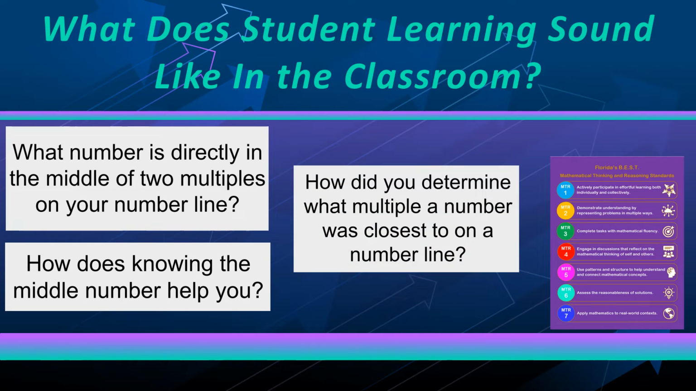Finally, you might hear, how did you determine what multiple a number was closest to on a number line? All of these types of questions encourage students to start to make sense of the math, and they might also start to find patterns or develop their own rules for rounding. These questions can be found in the Explorers part of STEMscopes, the Principal Math Chat cards.